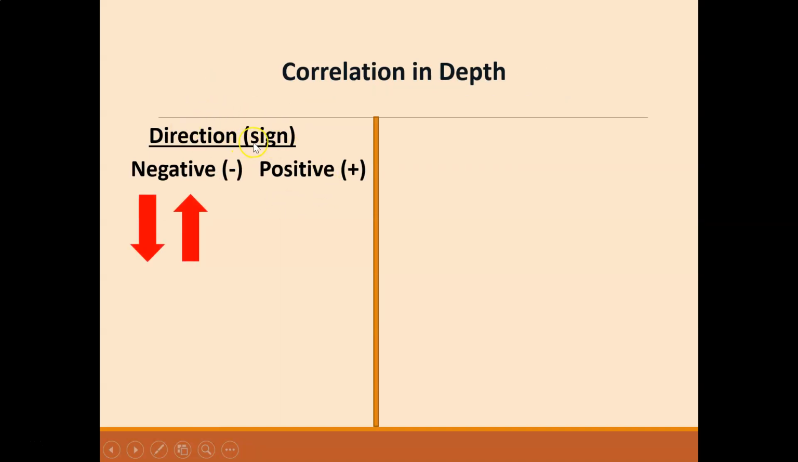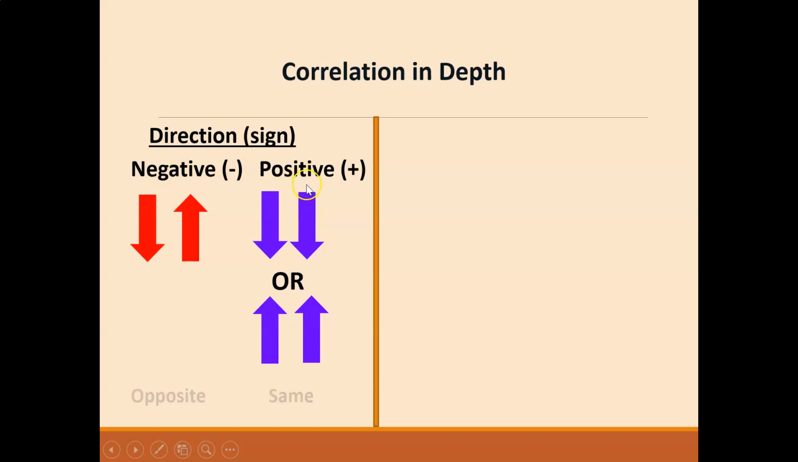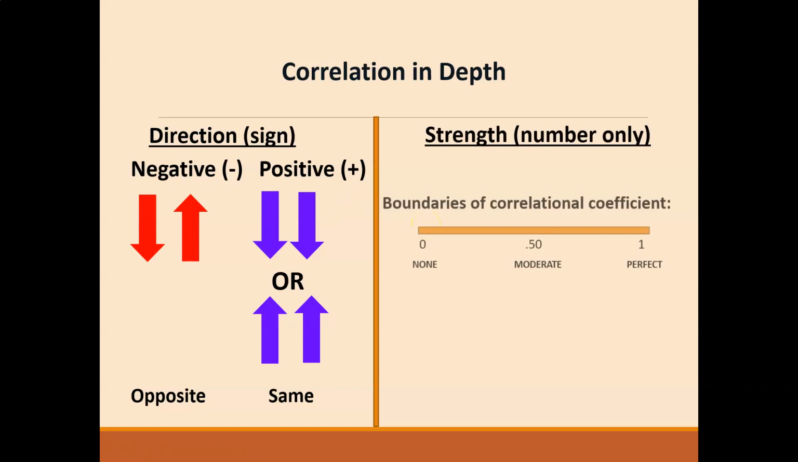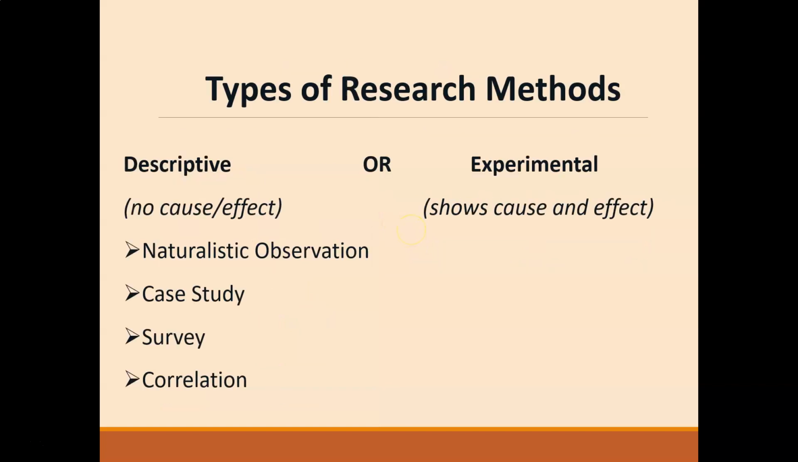So when we're looking at just the sign, the direction is what the sign stands for. If it is a negative correlation, one goes up, one goes down. If it's a positive correlation, they either both go down or they both go up. Either one, because they're going in the same direction. Opposite direction, same direction. Okay, so that's just the sign. But now looking at the number, it's just the strength, the number without the sign, and then there are my boundaries. All right, great. So that's correlation. Now we're going to go into experiment.